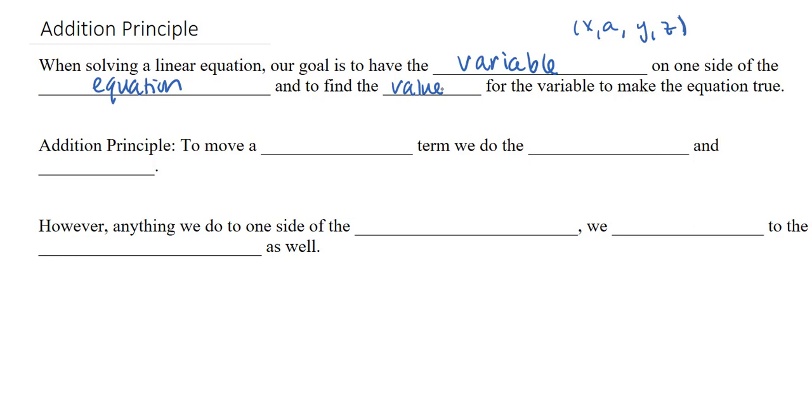So the addition principle, right, is we're going to move the negative term, and we do the opposite, and we add. However, anything we do to one side of the equation, or equal sign, we must do to the other side.